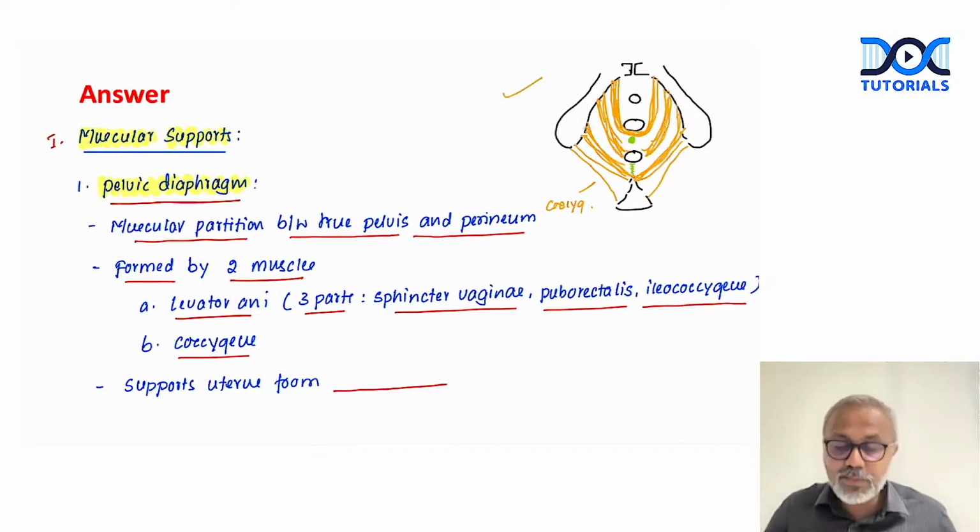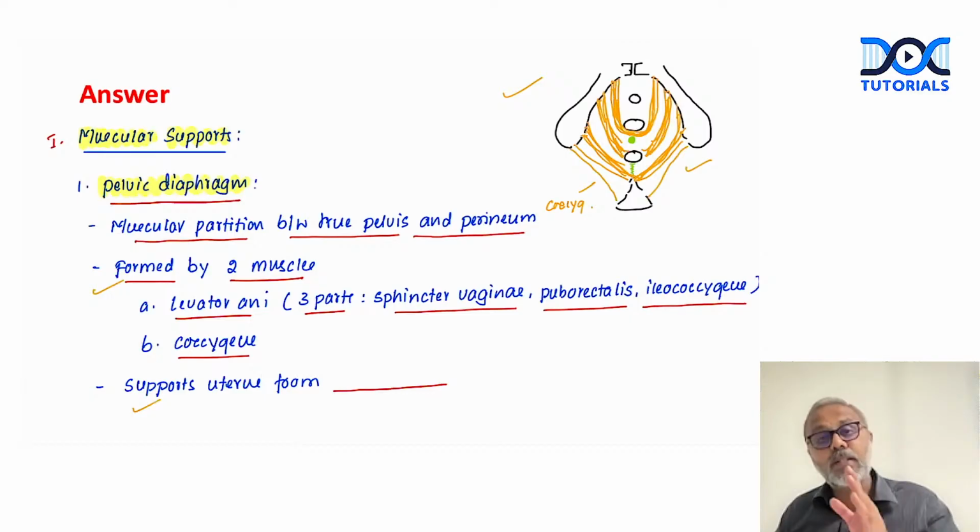Okay, diagrams are as important as your description, right? So once you write this below the formation, you need not worry about the attachments. Don't try and describe the attachments here. Okay, then the last line is a must. Okay, how does each structure support the uterus from prolapse?